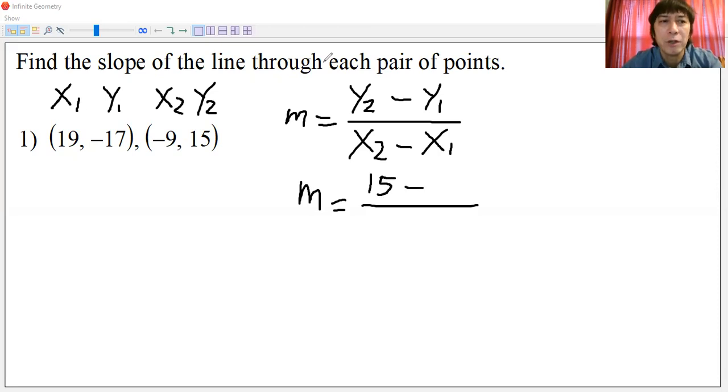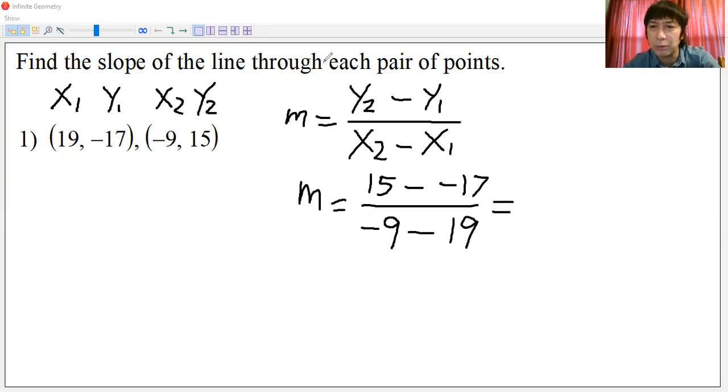And this will be minus the y1, okay? Minus the y1. The minus is part of the formula, and our y1 happens to be a -17. So this is minus -17. There. At the denominator now, you have x2 -9 minus x1, which is a positive 19. So after the minus, it's the positive 19. There. And then we'll proceed to simplification.